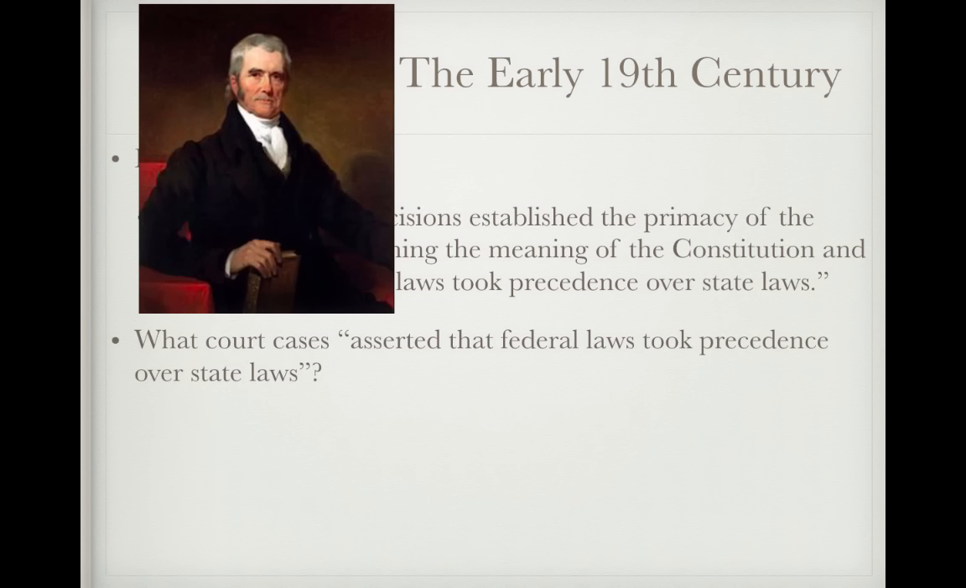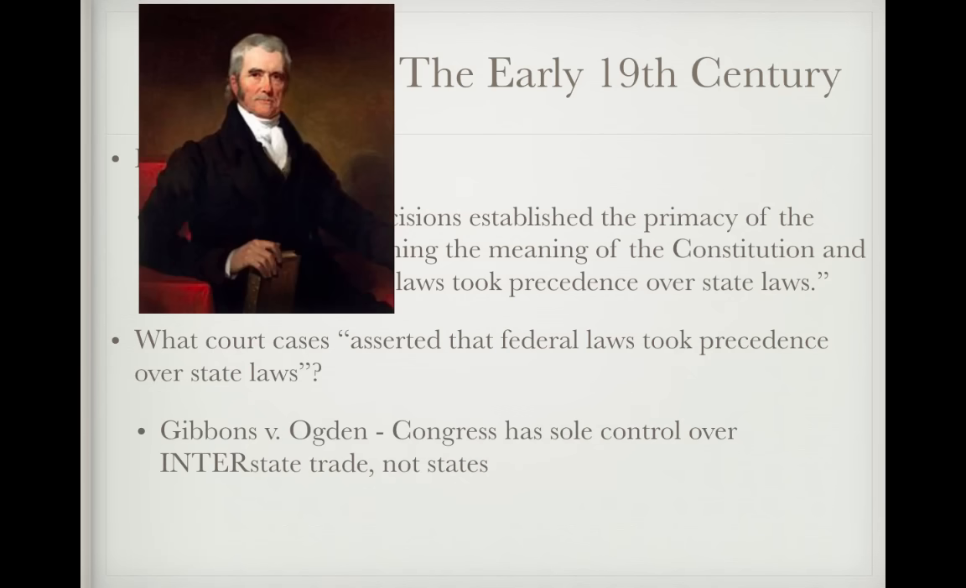Now, the second part. What court cases asserted that federal laws took precedence over state laws? Well, continuing with John Marshall, here he is, the Supreme Court Chief Justice. We have Gibbons versus Ogden from 1824. This stated that Congress has sole control over interstate trade, not states. So interstate trade is trade between two or more states. If there's trade between two or more states, that is Congress that can regulate that trade, not individual states.